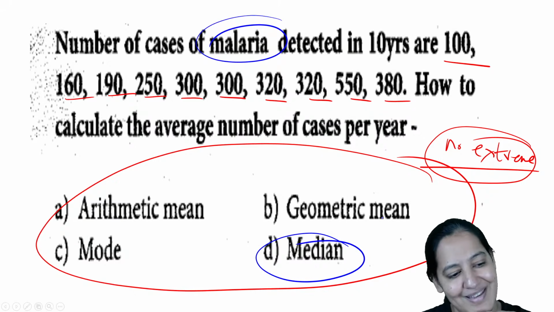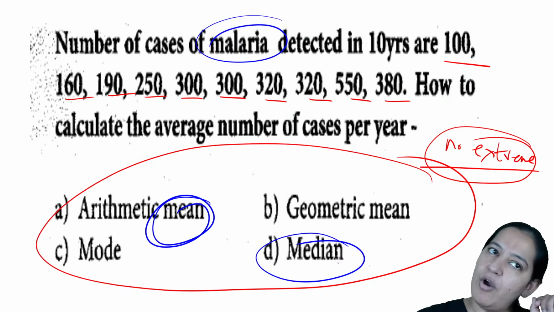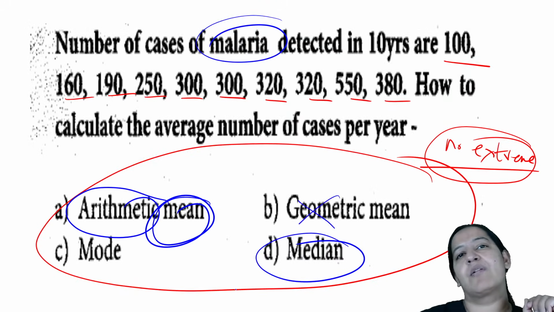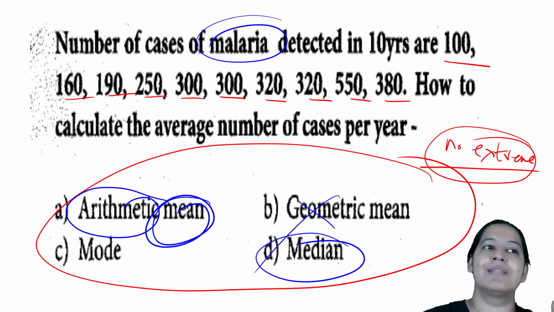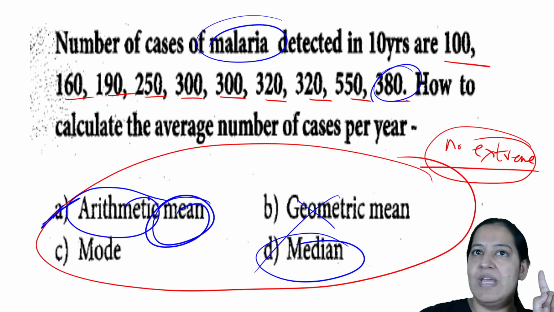Who will tell me? Yes. The correct answer in that case will be mean. And mean, we always calculate arithmetic mean. We never calculate geometric mean. In that scenario, the answer is mean. So, I have changed only one value. Instead of 5000, I have put 380 here.